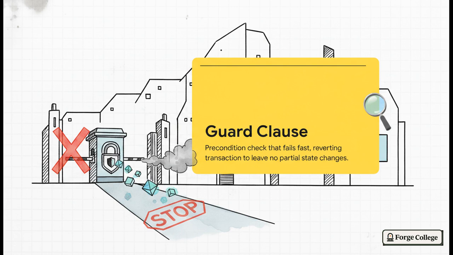A guard clause sits right at the top of a function or a modifier, and it operates on one beautifully simple principle: fail fast. Basically, if the preconditions aren't right, the guard clause shuts the whole operation down immediately. The transaction reverts, leaving absolutely zero partial state changes behind. And you definitely want this, because otherwise you risk a complete nightmare scenario where half a transaction goes through, leaving your contract in a messy, mathematically impossible, or highly vulnerable state. We absolutely do not want that.